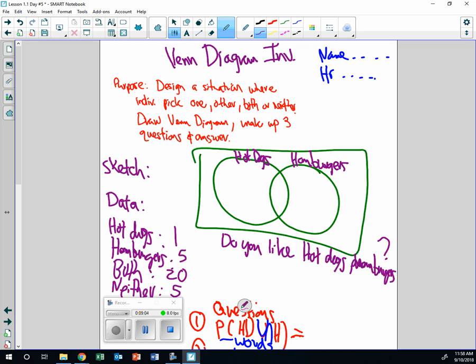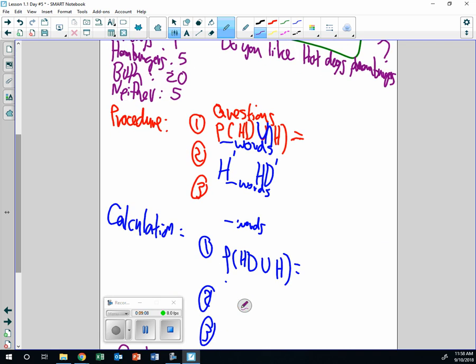So you have your purpose, you have your sketch, you have your data, you have your 3 questions, you have your calculations, and you have your conclusion. Shouldn't be too bad. And that is the first math investigation using Venn diagrams.